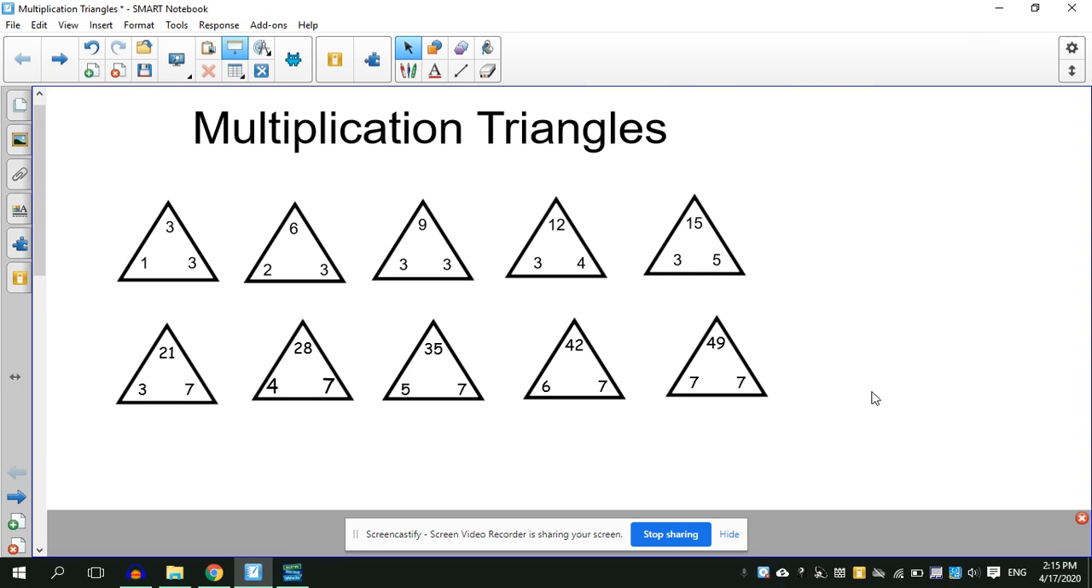Today we are starting with something called multiplication triangles. As you can see, I've got a series of triangles on the screen. Let's start with some easy ones.